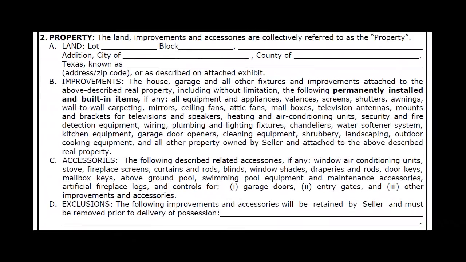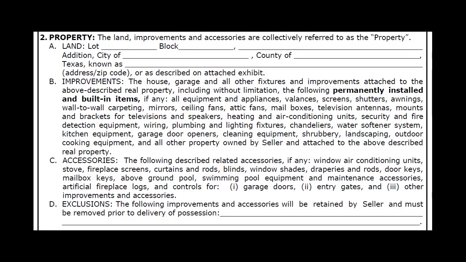Okay, paragraph 2. This is the property. This is the item that the buyer is agreeing to purchase and the seller is agreeing to sell. Paragraph A here, A of property, you've got the land. B is improvements, C is accessories, D is exclusions. And so diving into A here, the land, we've got the legal description and then what the property is known as. So legal description, you'll see that described in one of two different ways.